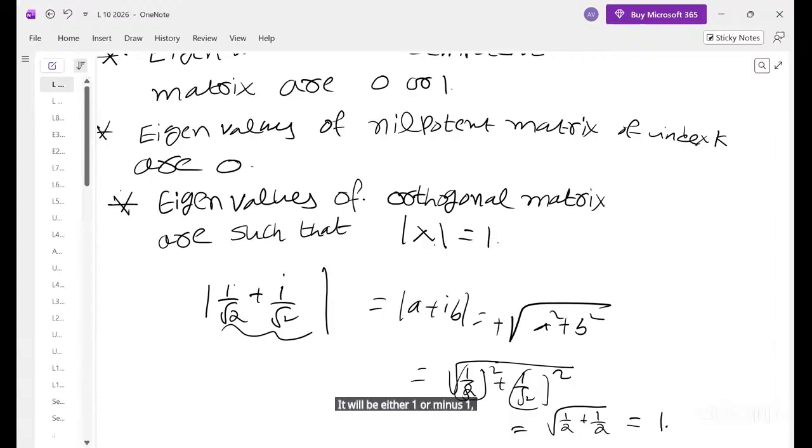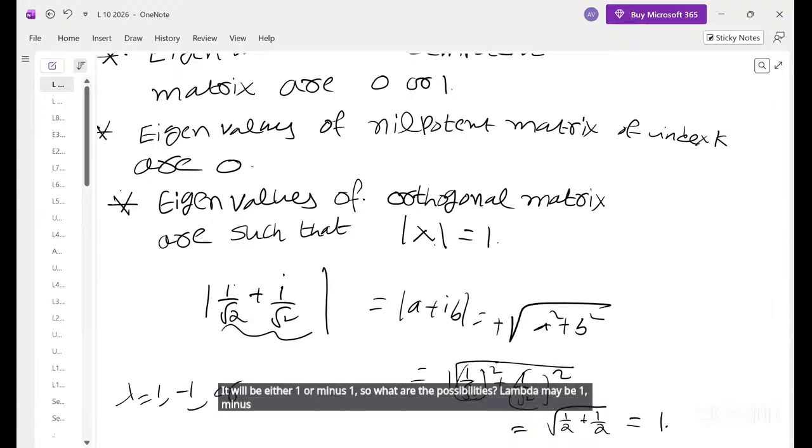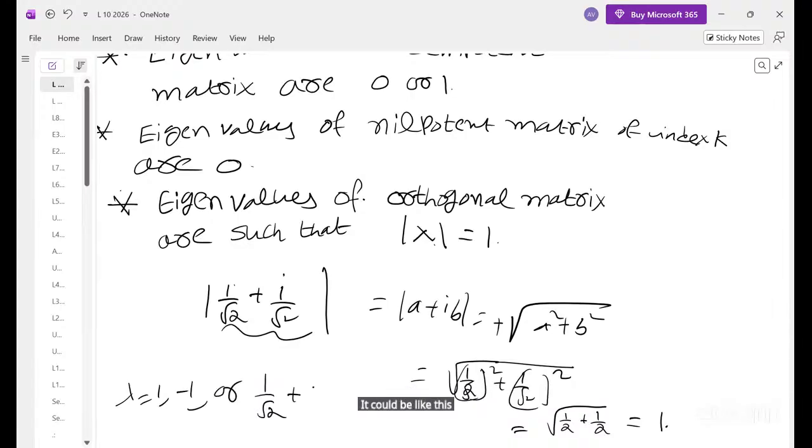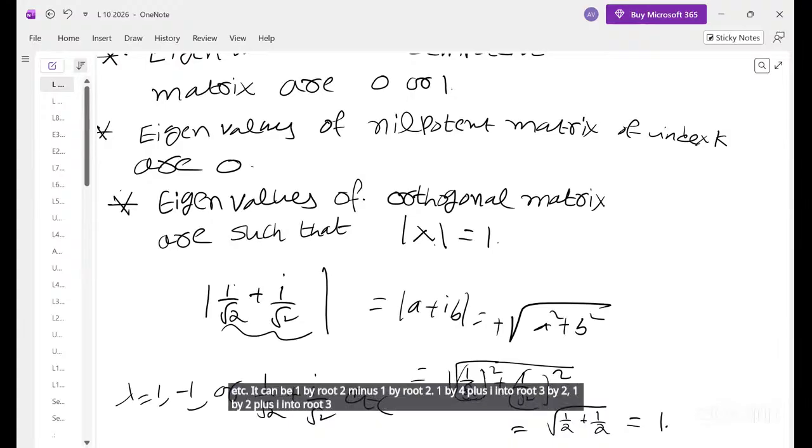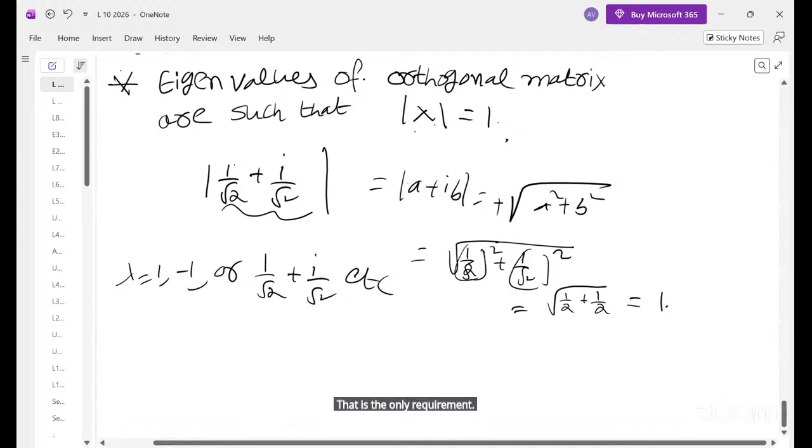So what are the possibilities? Lambda may be 1, minus 1, or it could be like this: 1 by root 2 minus 1 by root 2, or 1 by 2 plus i into root 3 by 2. Like that, it could be anything. Its modulus should be 1. That is the only requirement. Next one.